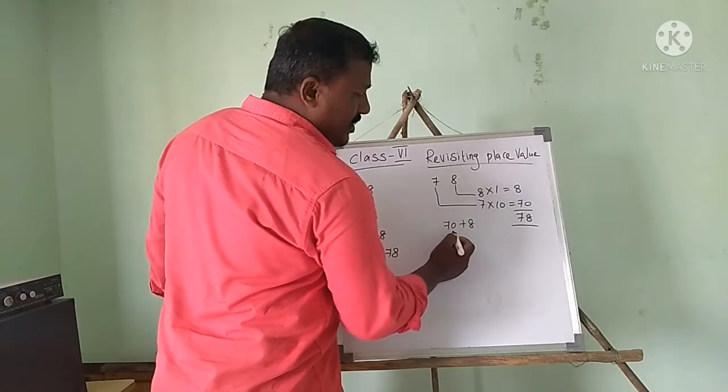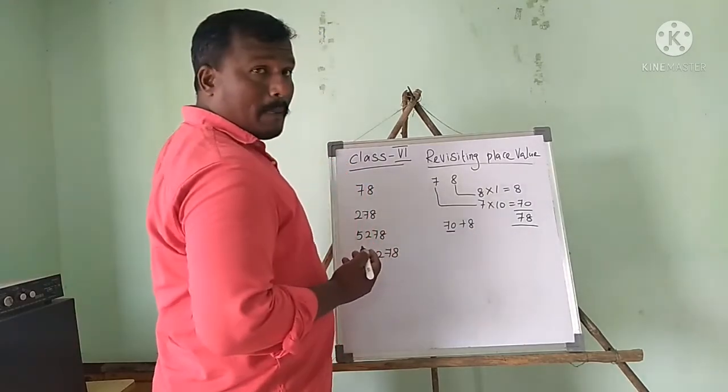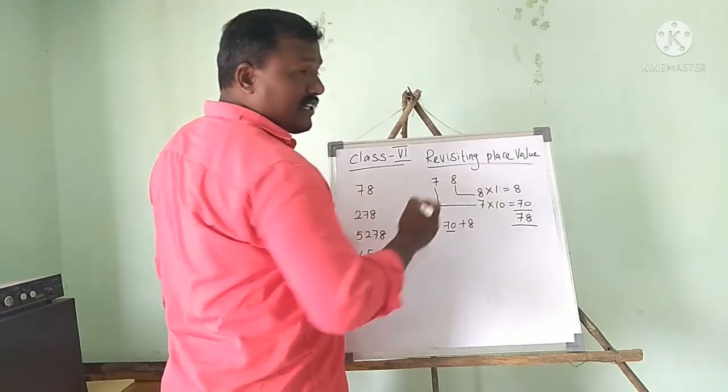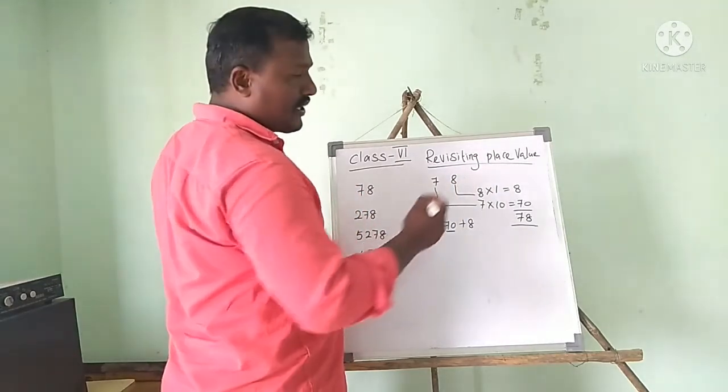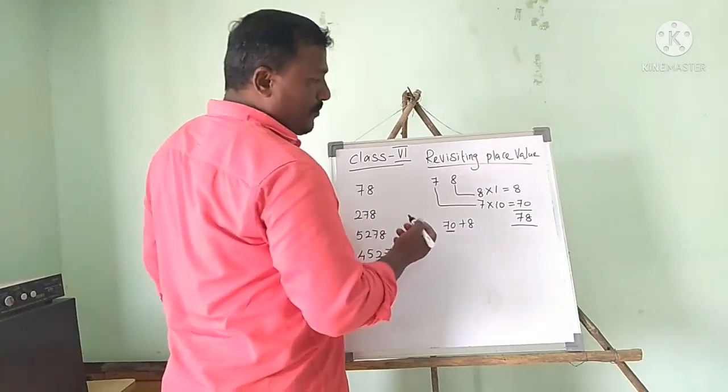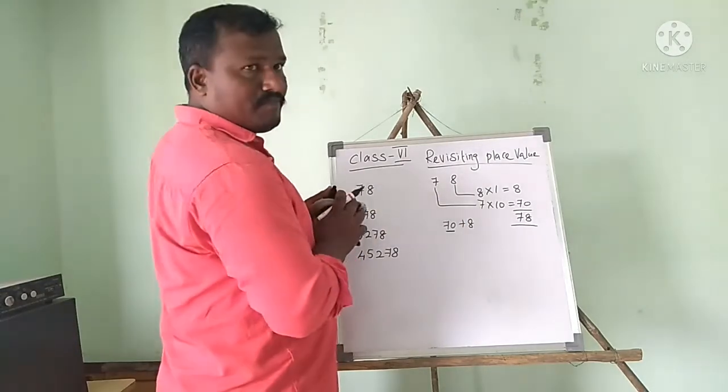Because tens, how many tens are there? 7 tens are there. So how many ones are there? 8 ones are there. So 8 ones is equal to 8. 7 tens is equal to 70. So total 78. So we can find the place value like this.